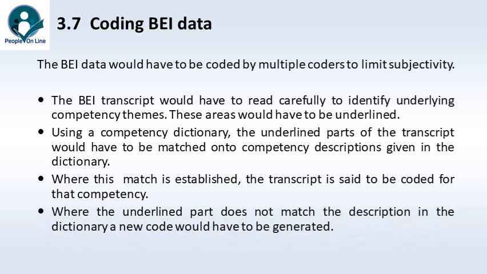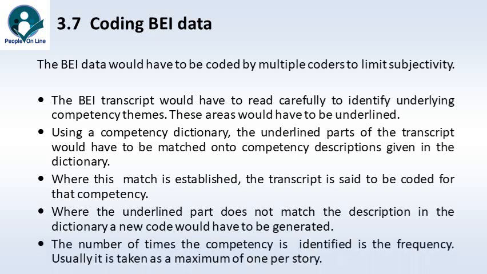Where the underlined part does not match the description in the dictionary, a new code would have to be generated. The number of times the competency is identified is the frequency. Usually it is taken as a maximum of 1 per story.